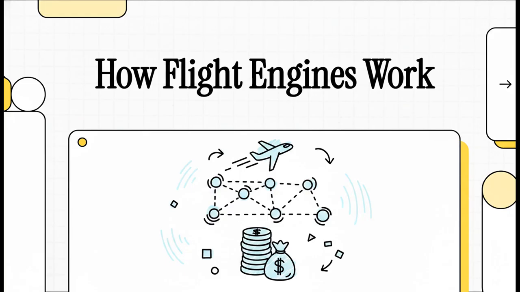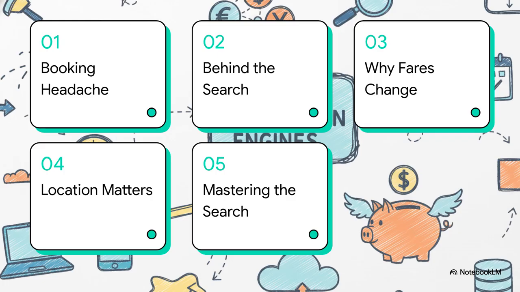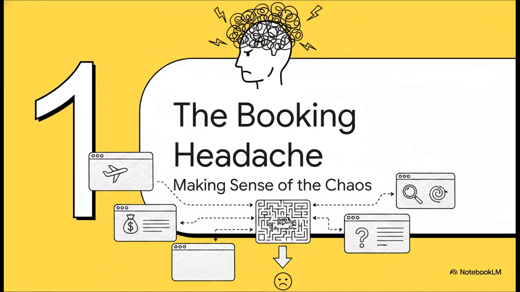Let's dive in. Okay, so here's our flight plan for today. We'll start with the common booking headache, then look right under the hood at what happens behind the search button. Next, we'll explain why fares constantly change, see why your location changes absolutely everything, and finally, wrap up with mastering the search.